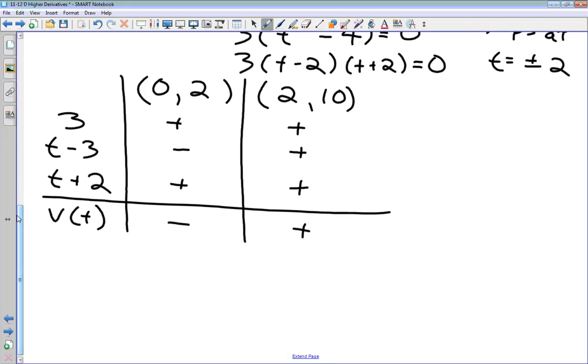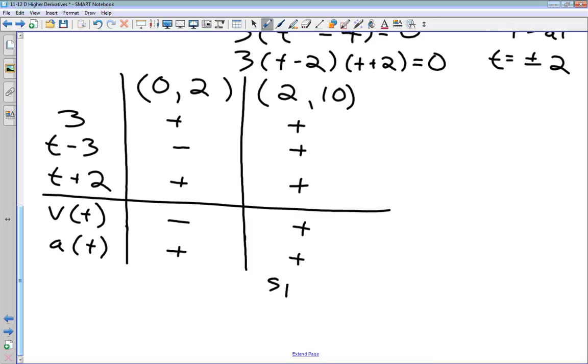Our acceleration function was positive and positive. So where's this thing going to be speeding up? Well, it's going to be speeding up in this interval here where both the velocity and acceleration have the same sign. So it speeds up on this interval, 2 to 10. And then it slows down from 0 to 2.